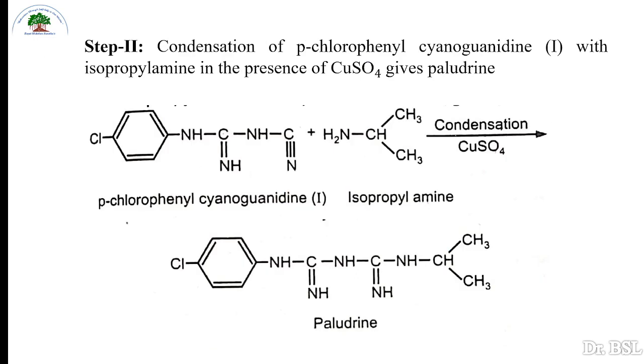So in the second step, the parachlorophenyl cyanoguanidine synthesized in the first step is condensed with isopropyl amine, and the condensation reaction takes place in presence of copper sulfate, CuSO4. Directly we get paludrin, and the condensation reaction is the second step.